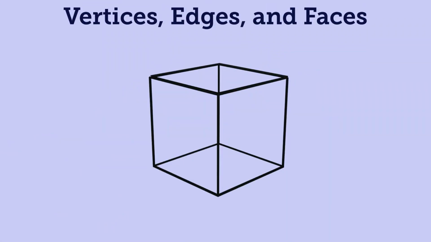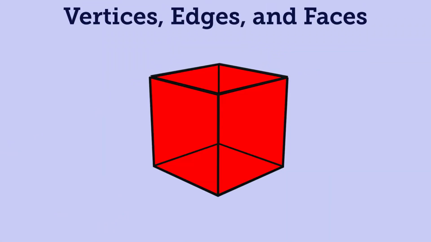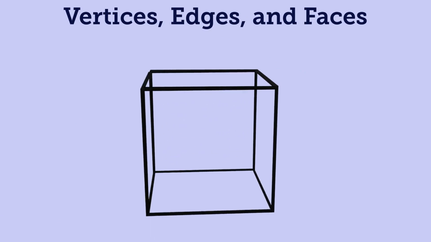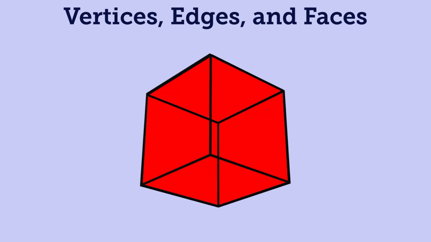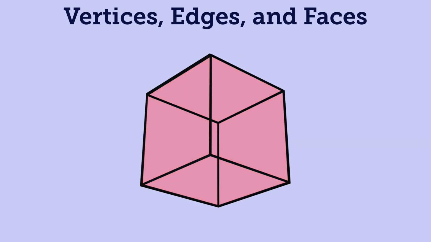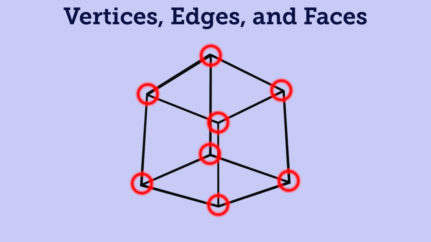This is a cube. It has three faces showing. But if we turn it, we can see it has three more faces for a total of 6. And when we count the lines formed where the faces meet, we can see that the cube has 12 edges. As for vertices or corners, a quick count shows that there are 8.